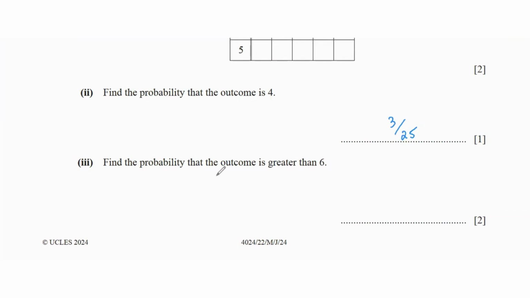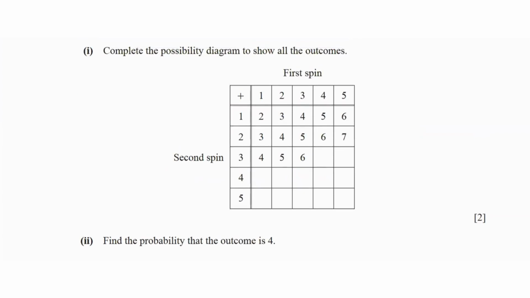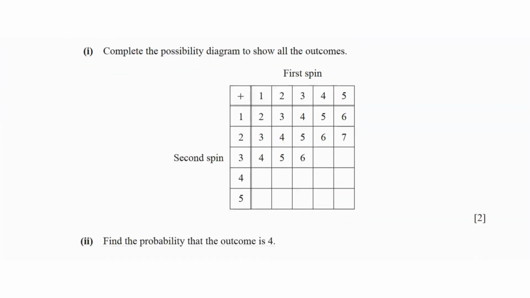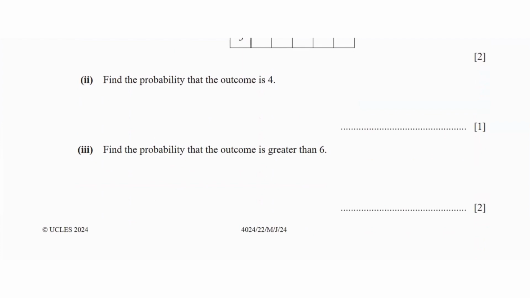Then it says find the probability that the outcome is greater than 6. So for the outcome to be greater than 6, that's 1, 2, 3, 4, 5, 6, 7, 8, 9, and 10. 10 possibilities out of 25. So that's going to give us 10 over 25, which we can simplify to 2 over 5. That is your final answer.